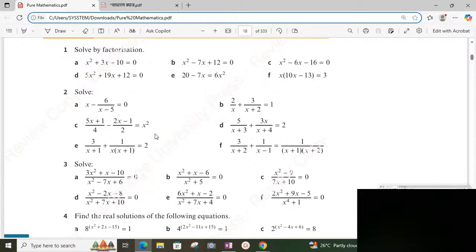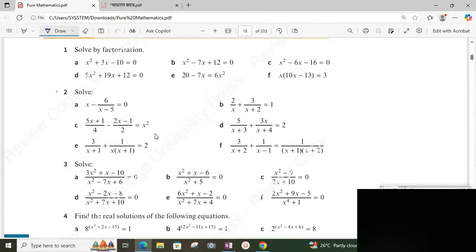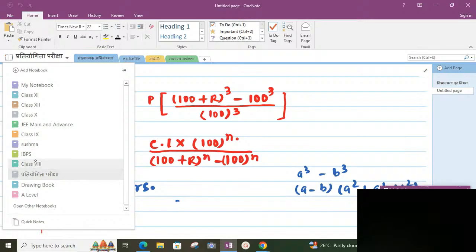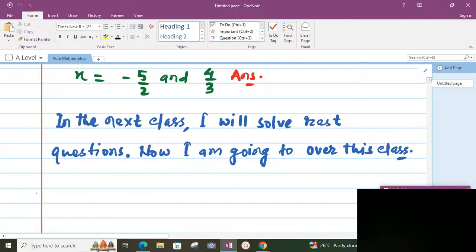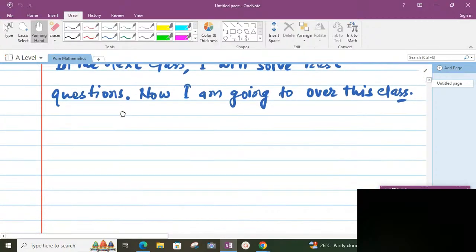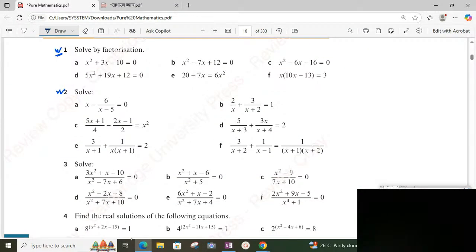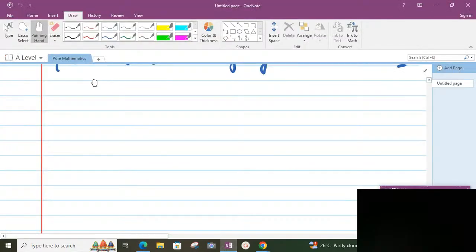In this class, I am going to solve the questions of two. In the last class, I have solved question number one. Let's see question number 2 to A. Let's solve the question number 2 to A.